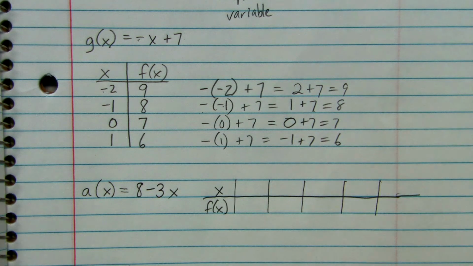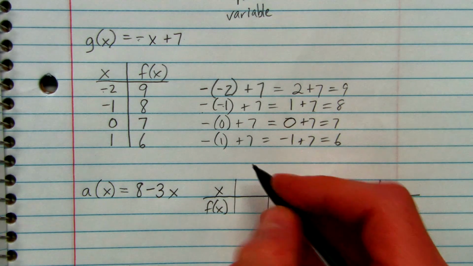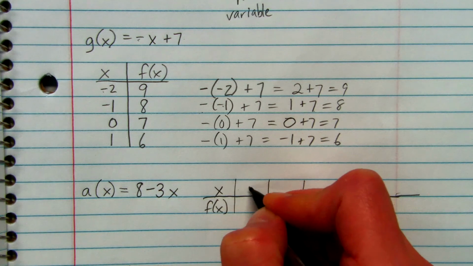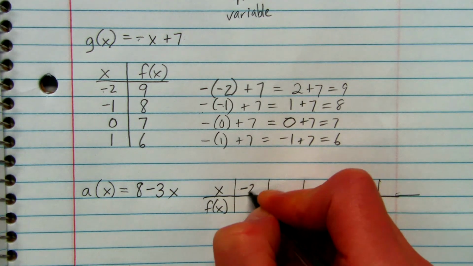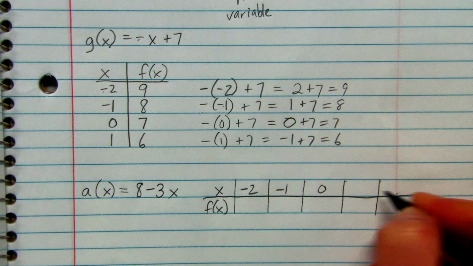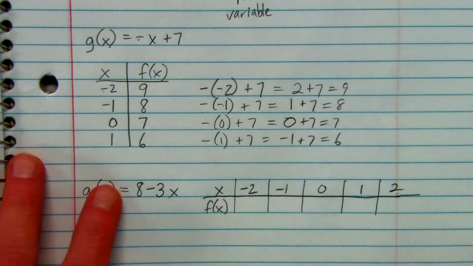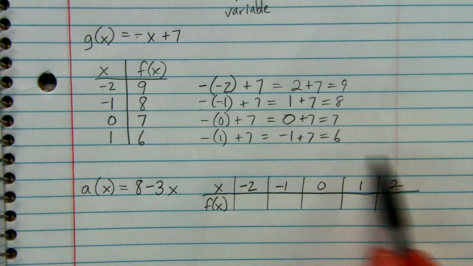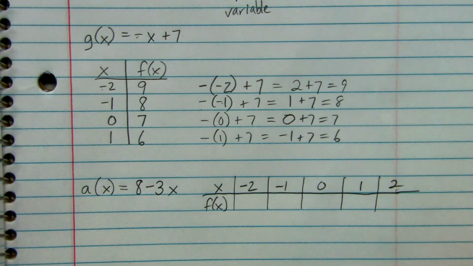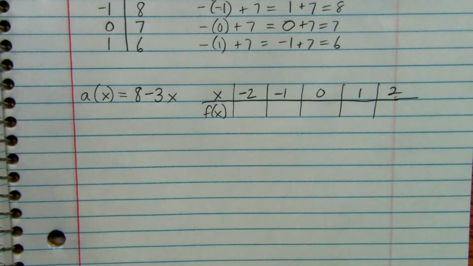So let's do 5 numbers. We'll do -2, -1, 0, 1, and 2. It can be any numbers. They don't have to go in order, but a lot of times they will, especially when we're graphing next week. So I just wanted to point that out. All right, so I don't have the same space next to these to do all the work, so I'm just going to write the work out down here.